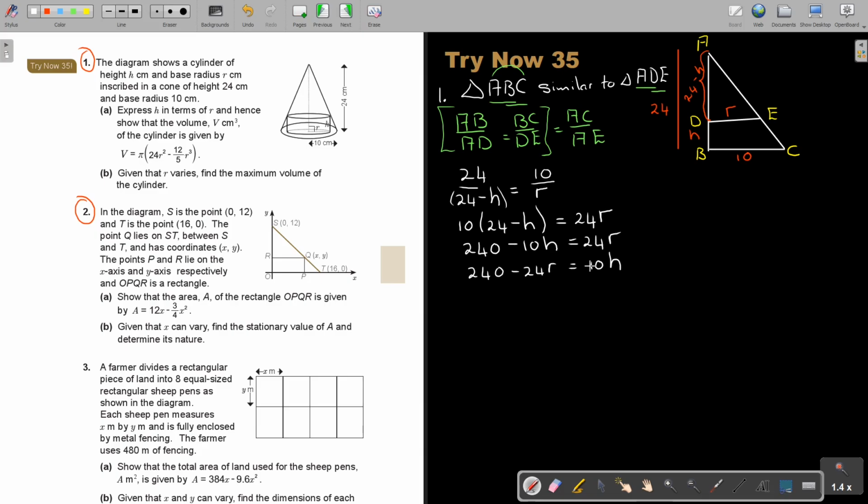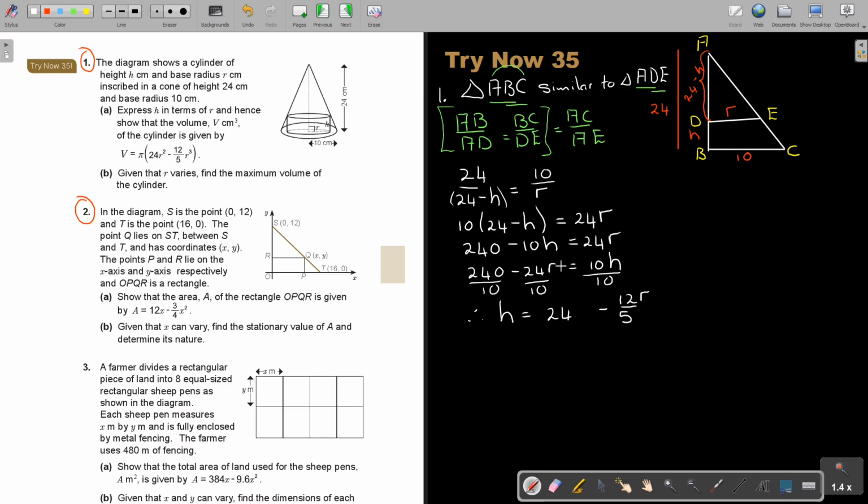Then I divide by 10. So therefore, I get H is 24 minus, and I can just simplify this, divide by 12, by 2. So it's 12. So if I divide by 2, I get 12 over 5, and it's R. You can leave the R there. Okay. Now, this is H. This is now in terms of H.